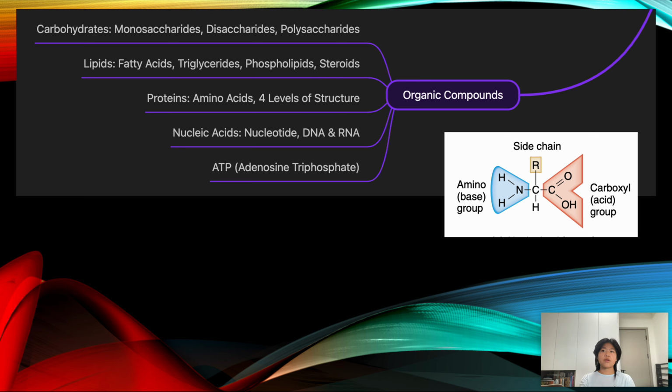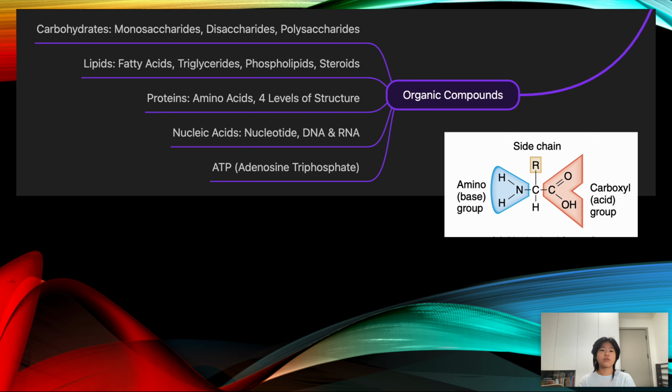And also, we see here that in the amino group, we have 2H, and in the carboxyl group, we have an OH. So when we want to combine amino acids together, the H in our amino group as well as the OH in our carboxyl group, they actually combine together, and we have dehydration synthesis again. And the bond that they form is called a peptide bond.